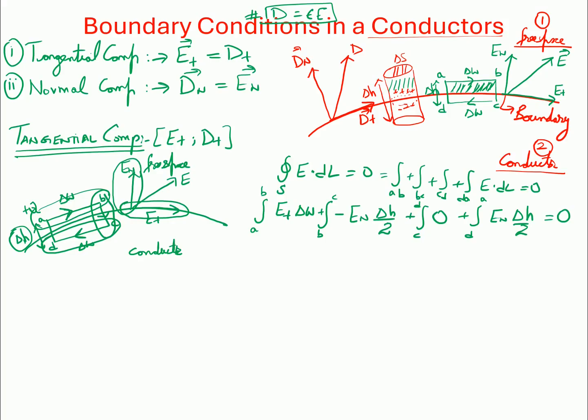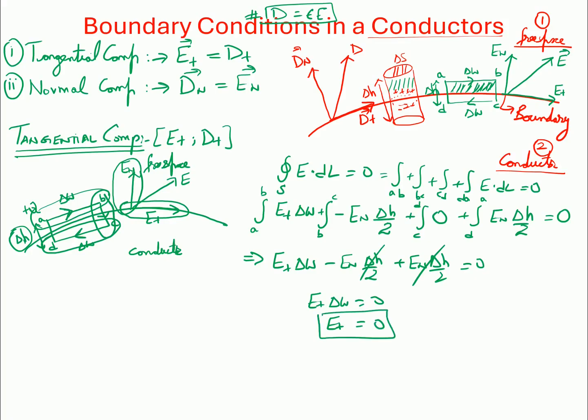So this is how the equation is formed when we move from A to D in a closed loop. Now we simplify this. Our equation can be written as E of t delta omega minus E of n delta H by 2 plus E of n delta H by 2 equals 0. So this and this will cancel out. We'll be left with E of t delta omega equals 0, and we can say that E of t will be equal to 0.